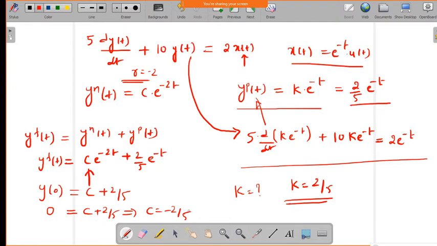Okay. So, now you can put the value of c here, and you can find out the final forced response. So, the final forced response, yf of t, is nothing but, if you take 2 by 5 common, e power minus t minus e power minus 2t.